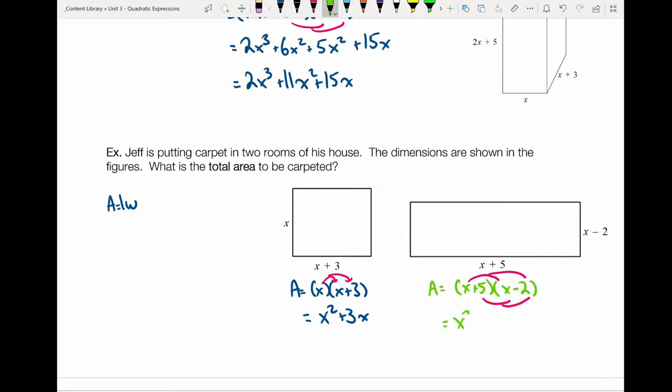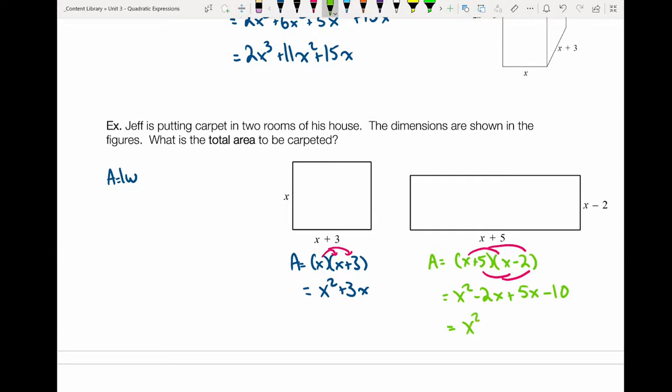And get x squared minus 2x plus 5x minus 10. I'm going to collect my like terms, or my x values, and get x squared plus 3x minus 10. So these are my two areas for my two rooms. To find the total area, I need to take the one area and add it with my second area.